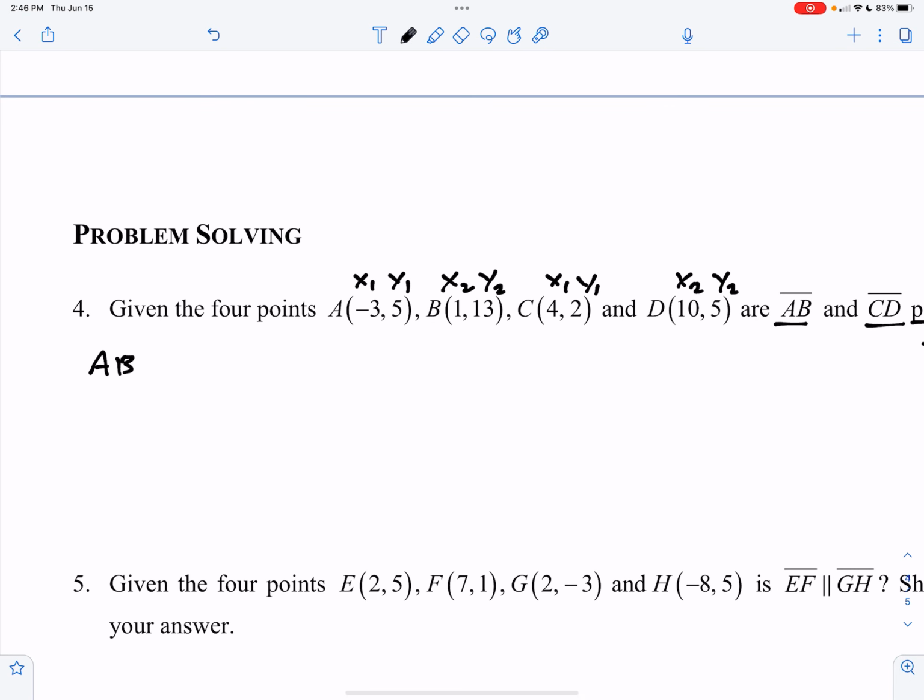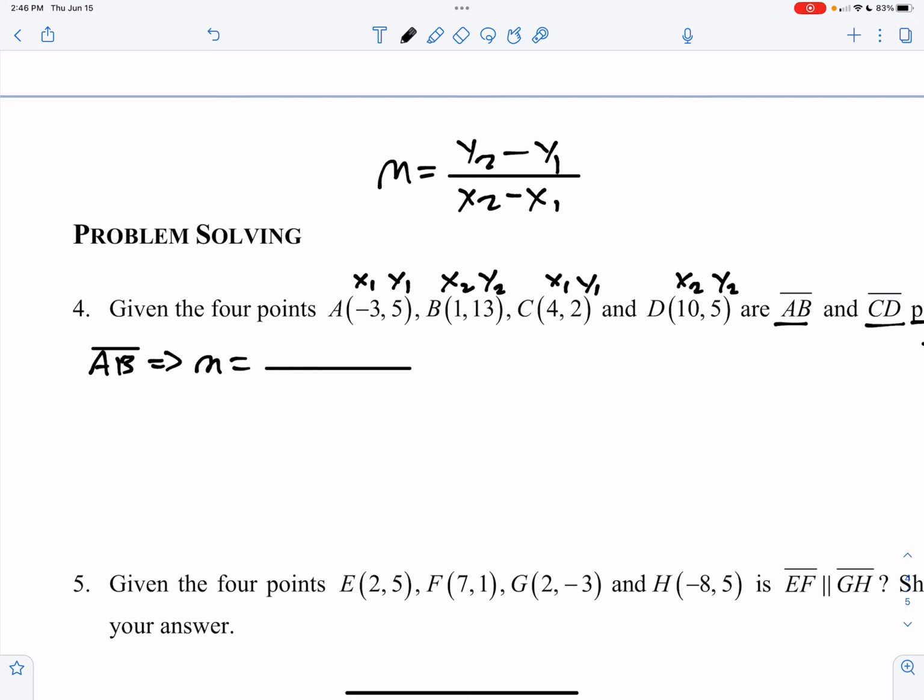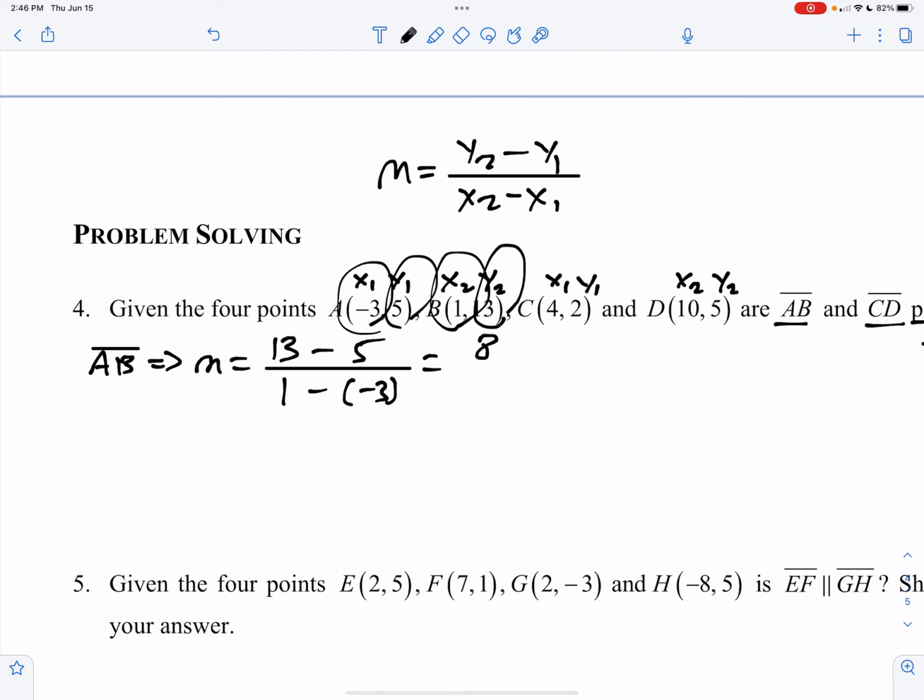Okay, so here we go. For segment AB, the slope, remember the slope equation, is y2 minus y1 over x2 minus x1. So we are going 13, that's y2, minus 5, that's y1, over x2, which is 1, minus x1, which is negative 3. All right, subtracting those, we get 13 minus 5 is 8, over 1 minus minus 3 is 1 plus 3, or 4, and we get a slope of 2.